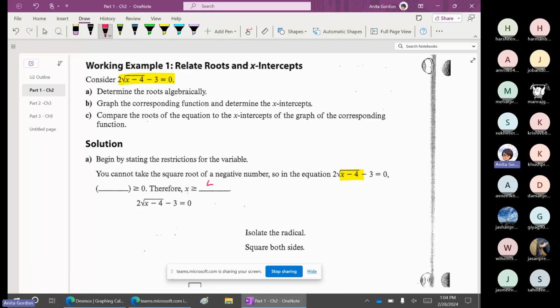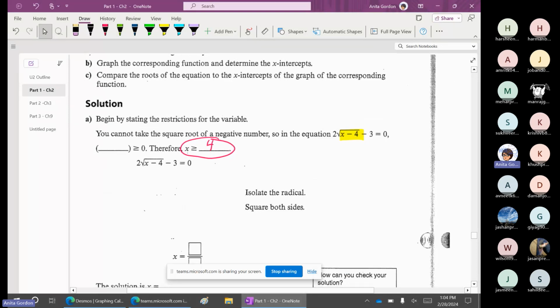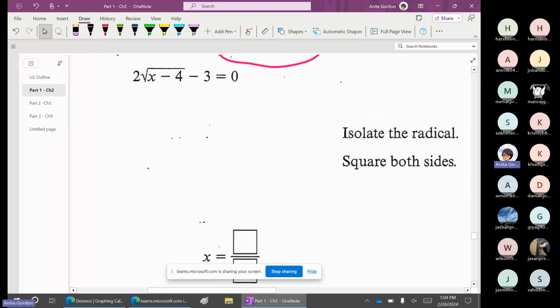So yes, x must be equal to or greater than 4. This is the restriction I'm working with. Now I'm going to go through the steps of solving the equation. I want to isolate for x, so I'm using the steps of BEDMAS backwards.